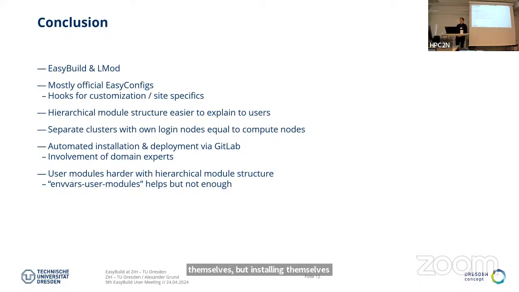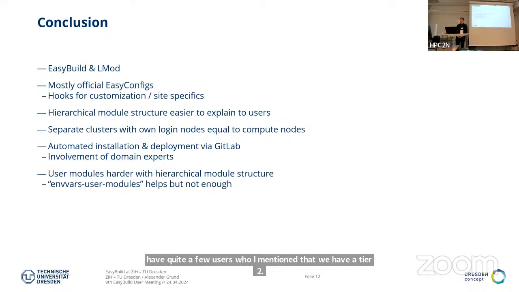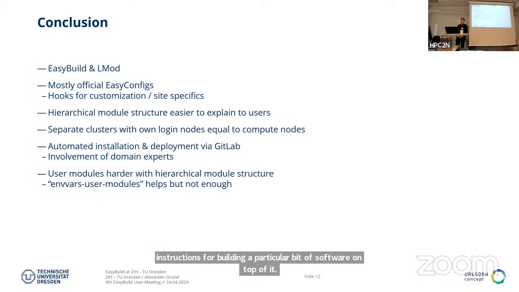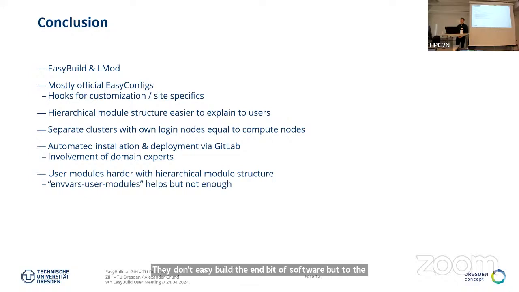So one of the things we've noticed with our site is we have quite a few users who I mentioned that we have a tier 2. There's also another one not very far away. And some of our users across them, and several of us also use EasyBuild. So there's a shared set of instructions for building a particular bit of software on top of it. They don't EasyBuild the end bit of software, but the same instructions work across each of the clusters. So they've documented that between them.